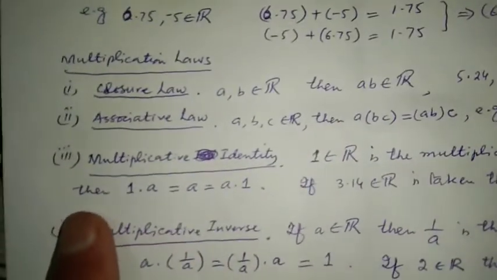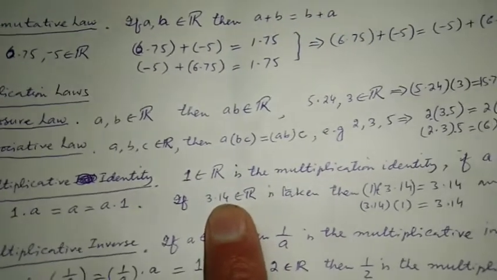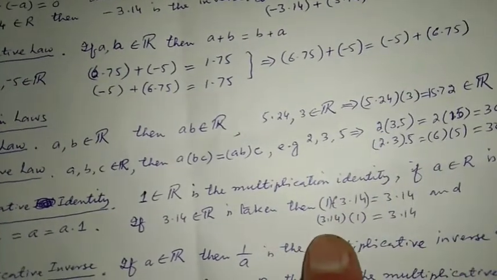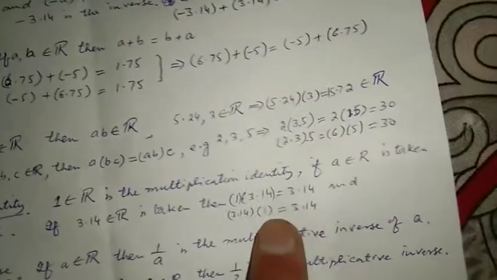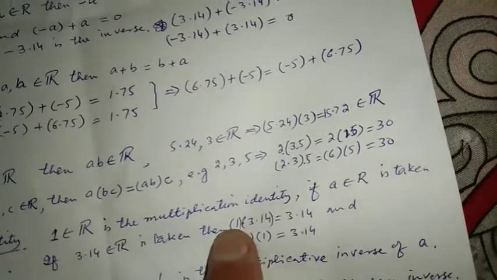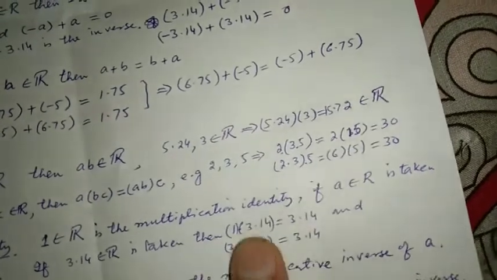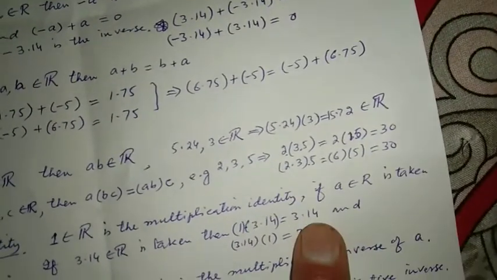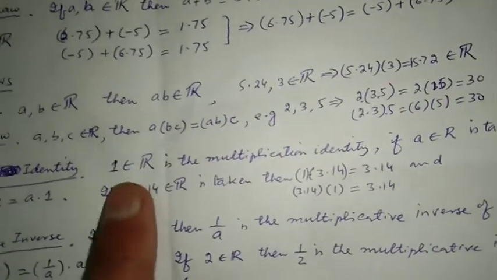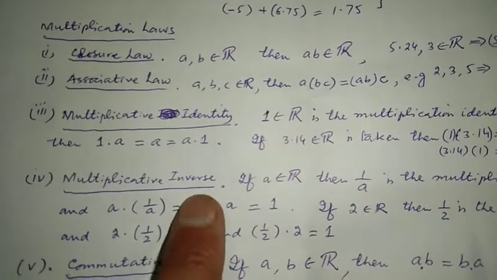For example, we are taking 3.14, a real number, and we are multiplying it with 1 from the right or from the left. The answer is 3.14, again the same real number. So multiplication of 1 with this real number is again the real number. So this is known as multiplicative identity. 1 is multiplicative identity. Now the fourth law is multiplicative inverse.